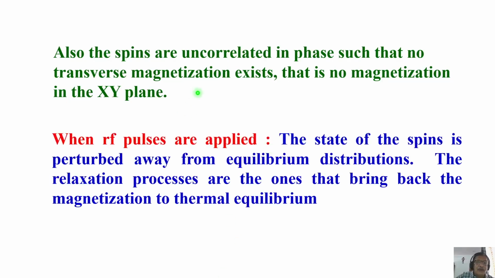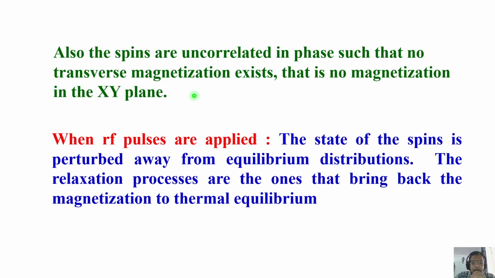Now, that is one natural situation as soon as I put the sample in a magnetic field. It attains thermal equilibrium, and we discussed the transition probability between two energy states, and we understood that our assumption is that W beta alpha should be larger than W alpha beta for developing net magnetization.